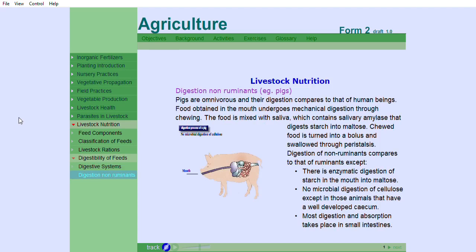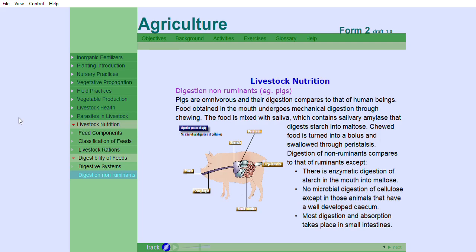Digestion in non-ruminants, pigs. Pigs are omnivorous and their digestion compares to that of human beings. Food obtained in the mouth undergoes mechanical digestion through chewing. The food is mixed with saliva, which contains salivary amylase that digests starch into maltose. Chewed food is turned into a bolus and swallowed through peristalsis.